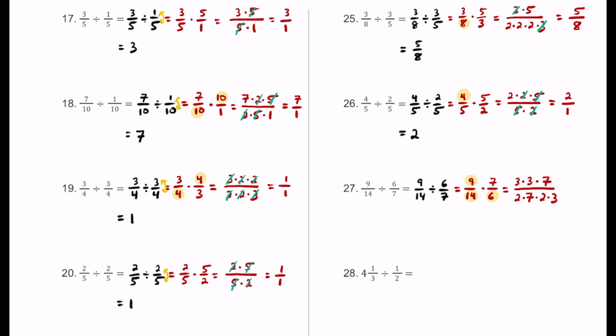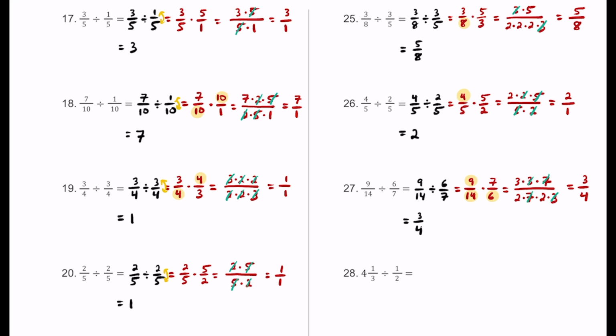So looks like we can cancel out a 7 with a 7, and a 3 with a 3, and I think that's it. So on top we just have 3, and on bottom we have 2 times 2, which is going to be 4. So I think the answer here is going to be 3/4.